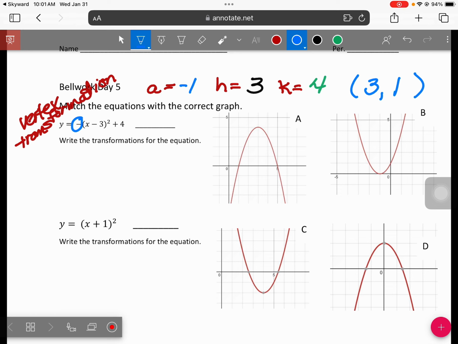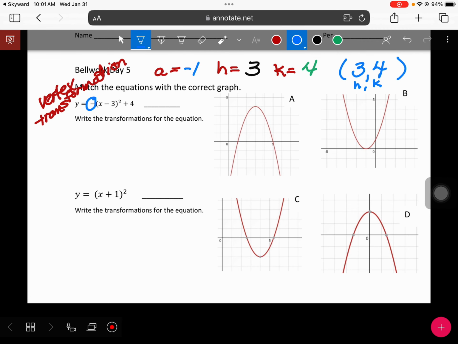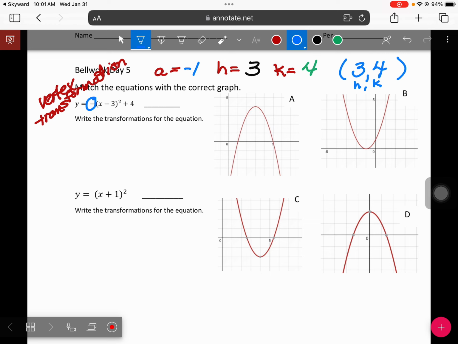3 and 4. So remember, your h, k is your vertex for your transformed equation. So as you look at these graphs, which of these has a vertex at 3, 4? Morgan says A. What do you guys think about that?